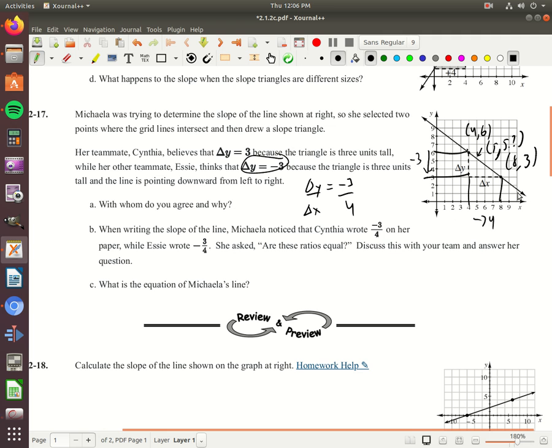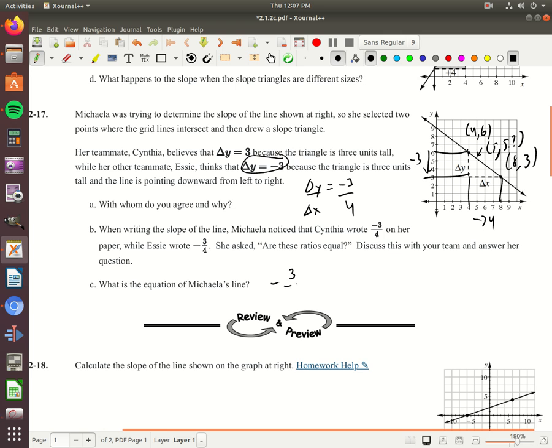And if you go from left to right, it's always easier to make the change in y, or the top part of the fraction, positive or negative, and the bottom part positive, I think. So when writing the slope, -3/4, as he wrote -3/4, she asked, are these ratios equal? So yeah, I mean, they are the same. It doesn't matter. The equation is -3/4.